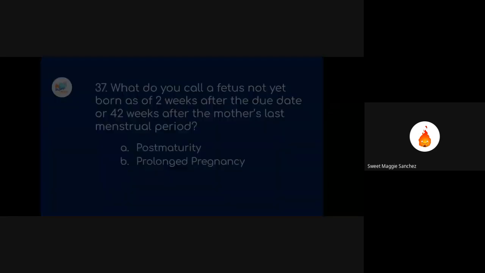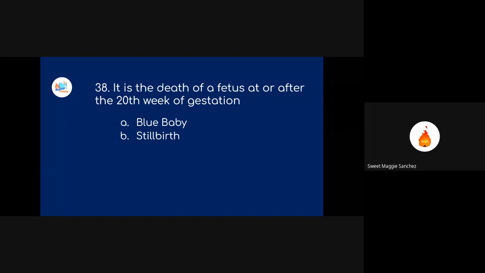Okay, timer stops. Question 38. It is the death of a fetus at or after the 20th week of gestation. Is it A, blue baby, or is it B, stillbirth?